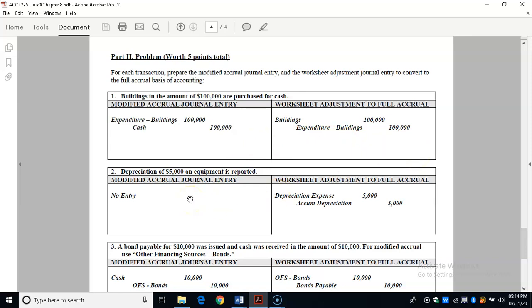The second one is pretty straightforward. It says we have depreciation of $5,000. So what would modified accrual do? Nothing, because modified accrual doesn't record any long-term anything. So if you have no long-term asset like building, then you don't have to have any depreciation, right? So you would have no journal entry here. What if you want to convert to full accrual? What would you do? Well, full accrual does have depreciation, so you'd have to debit depreciation expense and credit accumulated depreciation.